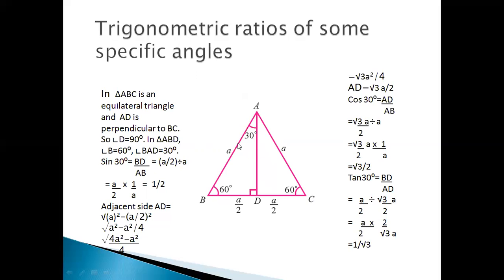I said that it is an equilateral triangle. You know that each angle in an equilateral triangle is what? 60 degrees. So angle B is 60, angle C is 60, and angle A is also 60. Now when AD divides this into exactly two halves, each part of the angle will become 30, and here also 30.